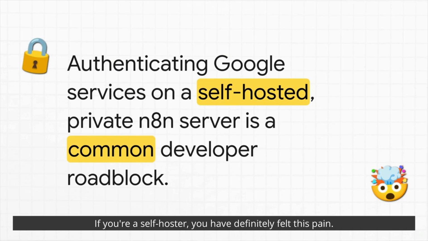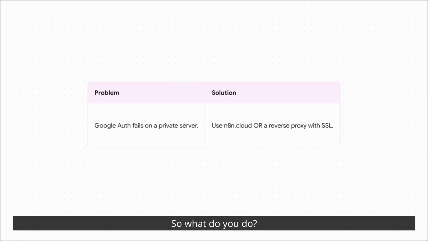Okay, this next one. If you're a self-hoster, you have definitely felt this pain. You're running n8n on your own private server, no public domain name, and you need to connect to Google Sheets. But Google's whole OAuth process demands a public callback URL, which you just don't have. It's a classic roadblock. So what do you do?